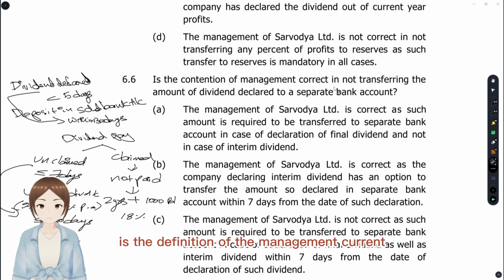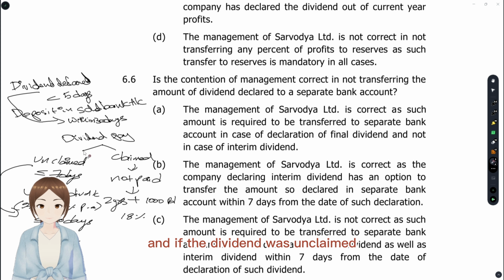Is the management correct in not transferring the amount of dividend declared to a separate bank account? You see, after declaring the dividend, management has to transfer it to a separate scheduled bank account within 5 days. These are all the time limits with regard to the declaration of dividend. After dividend is declared, within 5 days it has to be deposited in a scheduled bank account, and after that, if it is claimed, they have to pay within 30 days. If it's not paid even though the dividend was claimed, there is 2 years of imprisonment plus a 1,000 per day penalty for officers in default, and 18% simple interest has to be paid by the company.